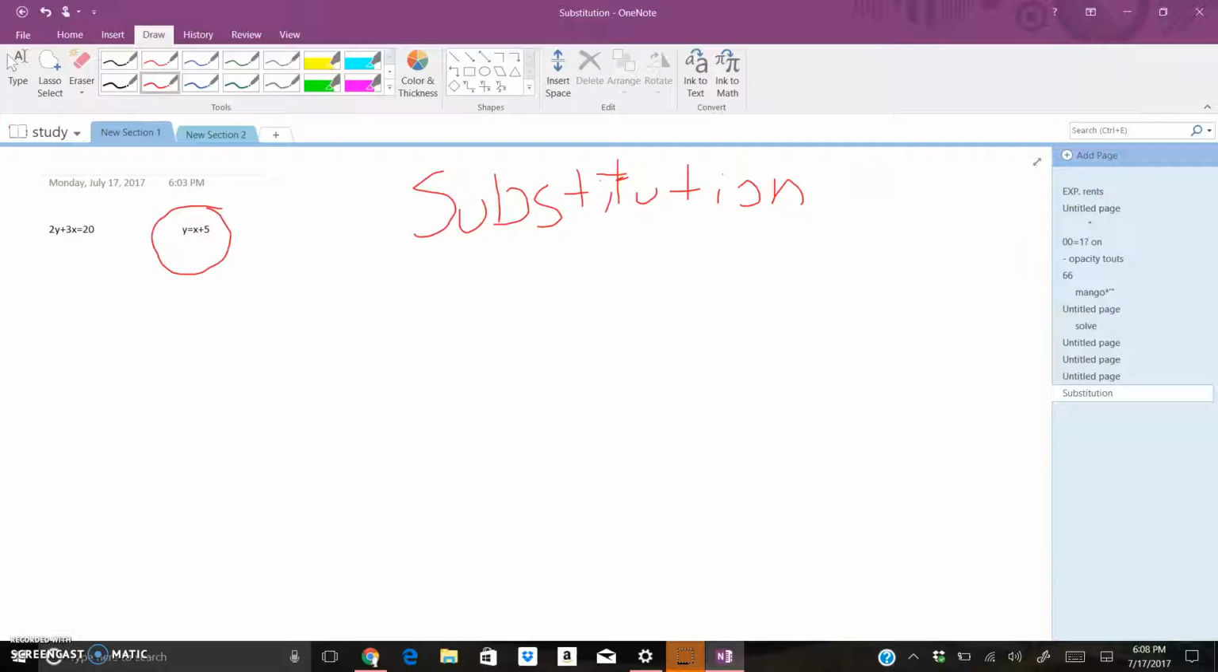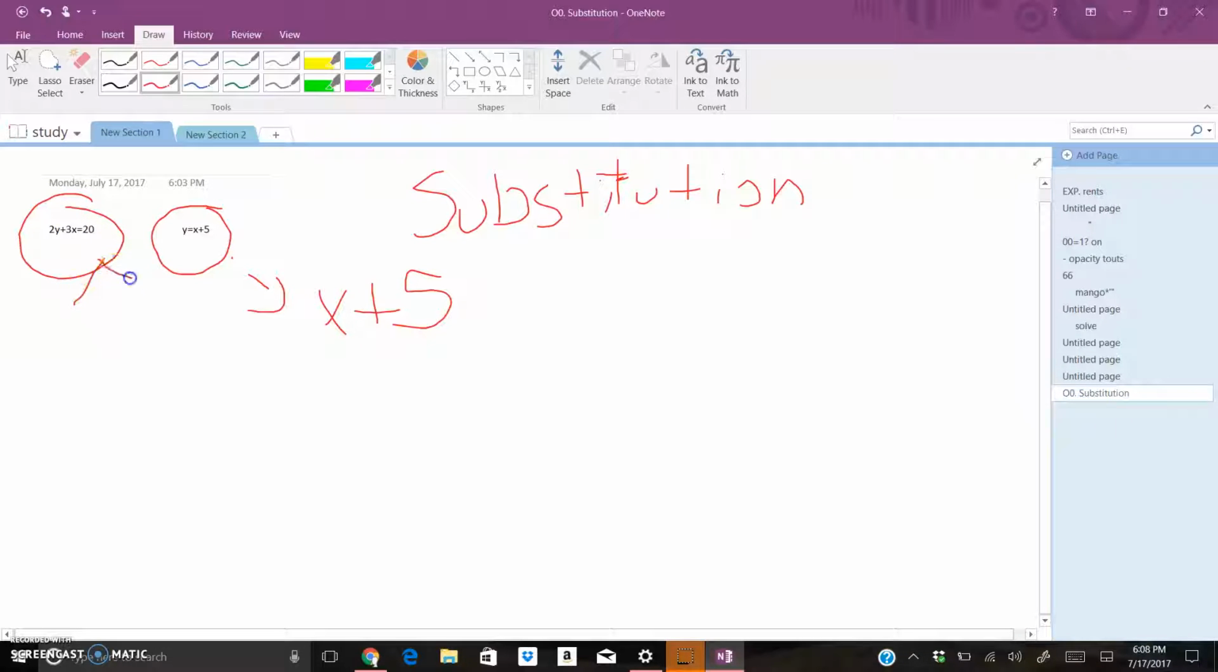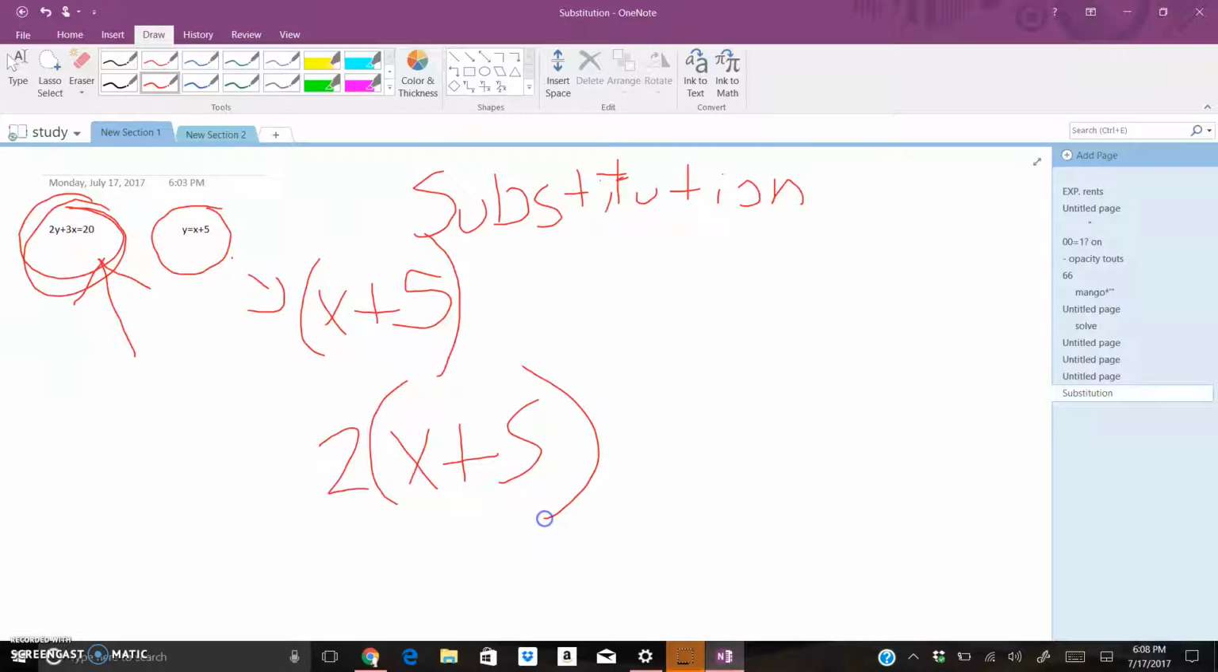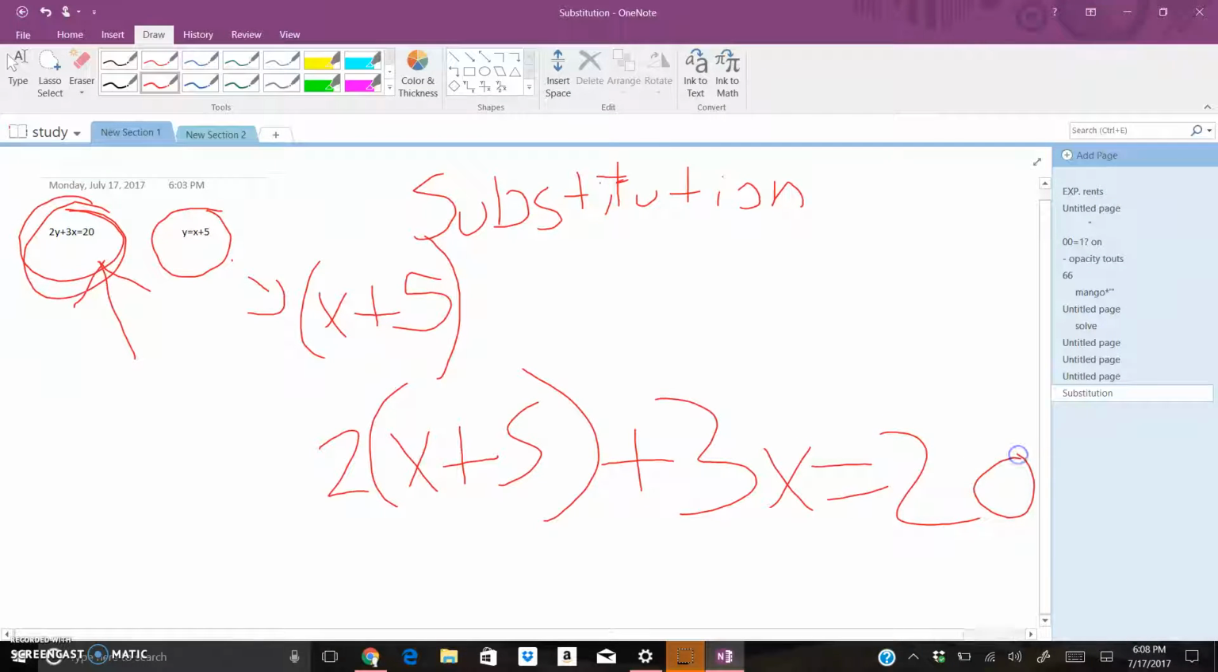If y is equal to x plus 5, that means if you substitute x plus 5 for y in the next equation, you will have isolated the variable. And by isolating that variable, you can easily solve the system. So if we substitute y for x plus 5 in this equation, we can say 2 times the sum of x and 5, close parentheses, plus 3x equals 20. And now in this equation, we have just changed it so that there is no y in there.